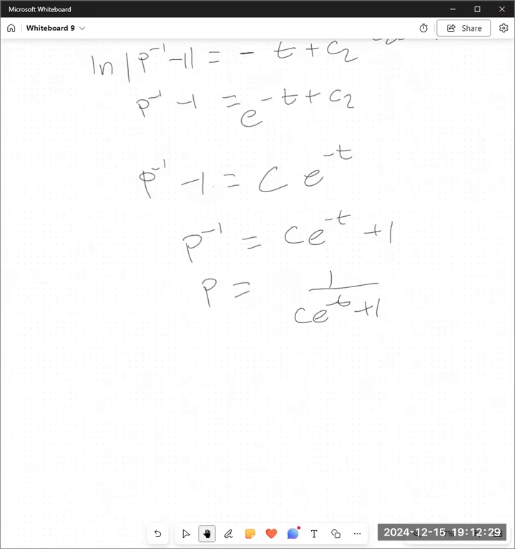I don't like that because I don't like 1 over c's because they could be undefined if c equals 0. So I'm just going to leave it like this. It's equivalent. I don't see any need to write the answer as c e to the t over 1 plus c e to the t. There's really no advantage to that for me. This should be an equivalent answer. All right.